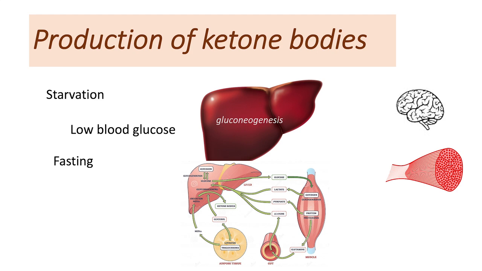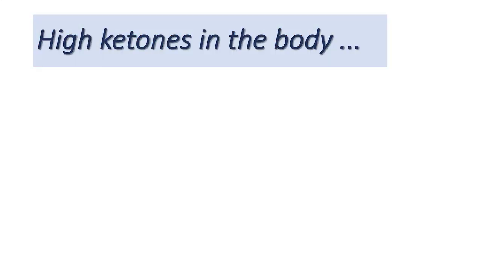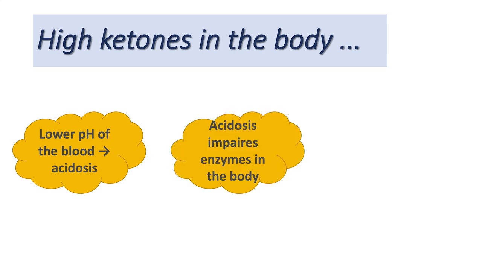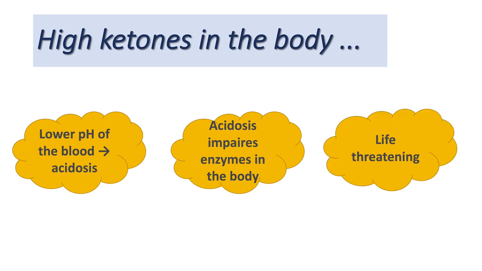Muscles can switch to fatty acids for energy in order to conserve glucose for the brain. And even the brain, after 4 days of starving, may switch to ketone bodies. So what happens if there are high ketones detected in the body? We know that high ketones lead to lower pH of the blood, leading to acidosis, and acidosis may impair enzymes in the body, and that can be life-threatening.